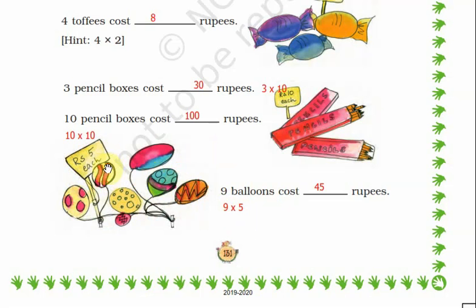1 balloon costs rupees 5. How many balloons do we want? 9 balloons. So 9 into, what is the cost of 1 balloon? 5. So 9 into 5, 9 times 5. How much is 9 into 5? 9 5s are 45 rupees.